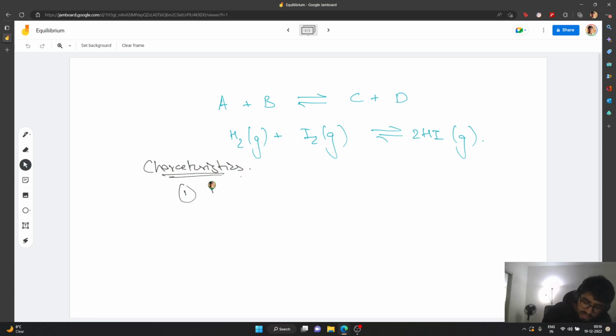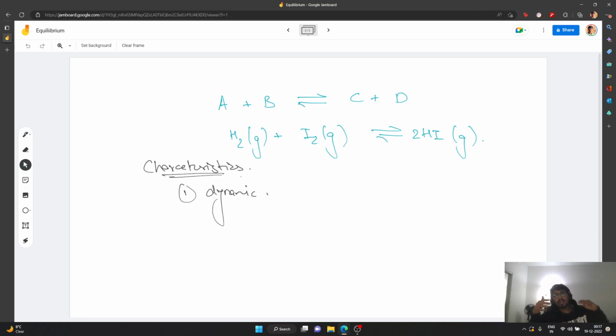So the first thing is that it is dynamic. Dynamic is a very important concept. Dynamic does not mean that if it has to give 60% yield, then 60% of the reactant combines to give 40% product, done, and it stops reacting and nothing happens. No, not like that. Constantly there is H2 and I2 trying to form HI, and HI is constantly breaking down to give you H2 and I2. So it's like a constant thing.